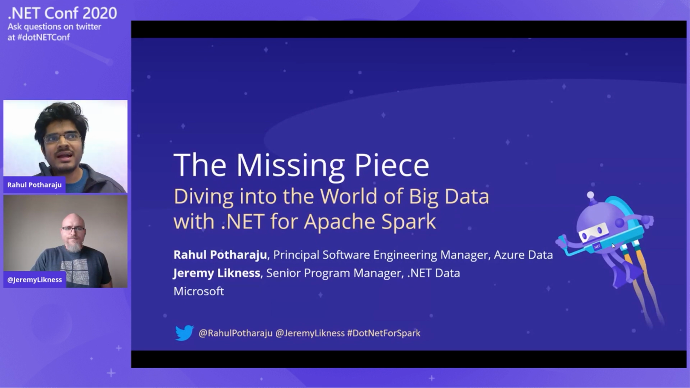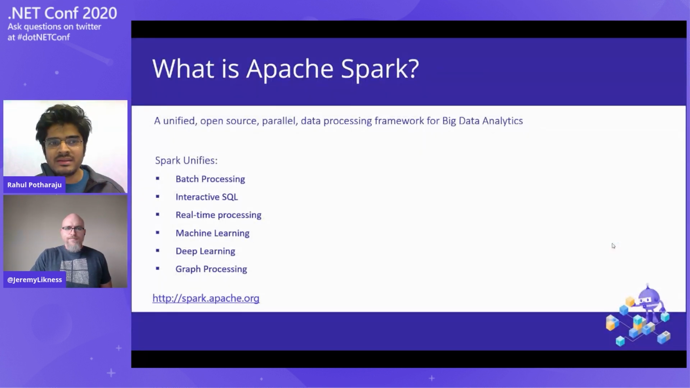Before we start diving into this new library that we have built called .NET for Apache Spark, let me start with something more fundamental. Let's start with the basic question: what is Apache Spark and why are we actually talking about it today? Spark is a unified and parallel data processing framework. What does this mean? Imagine you're writing a console application and when you hit something like F5, it usually ends up running on your machine.